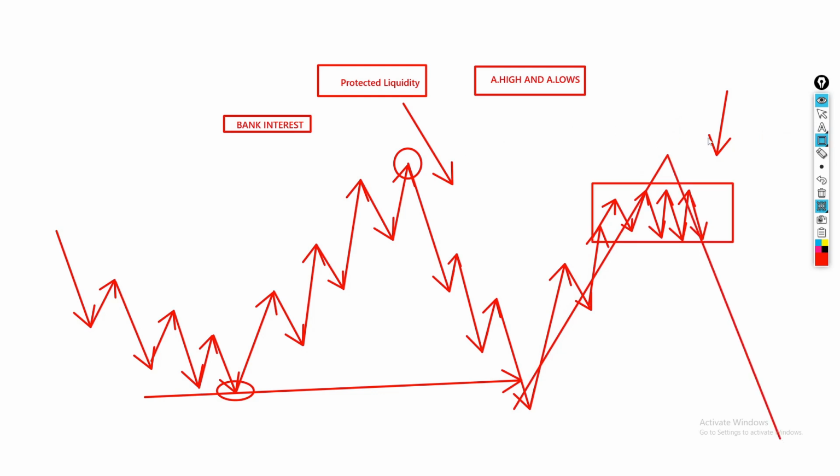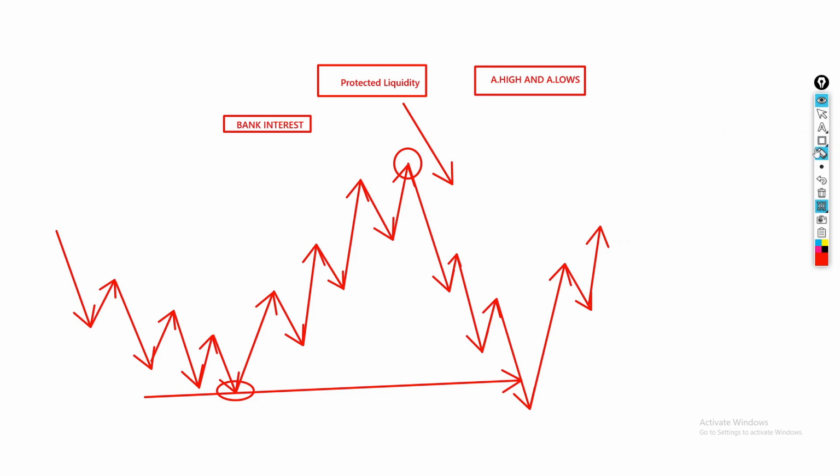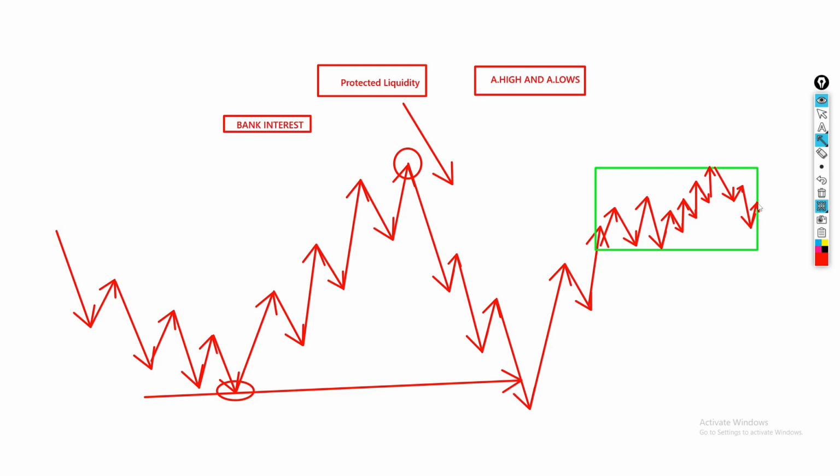So let me actually take a second and redraw it with a different color, because that's going to be helpful for you. Let's get rid of this. Let's say we choose green. This is our Asian range over here. Let's say like that. Asia comes into play. Let me grab red back over here. Asia comes into play. We print the low, most probably anywhere between 2:30 till 3:30, 4 a.m. And then we print a high over here. And this is sort of our Asian range.